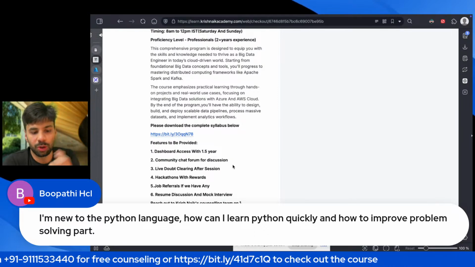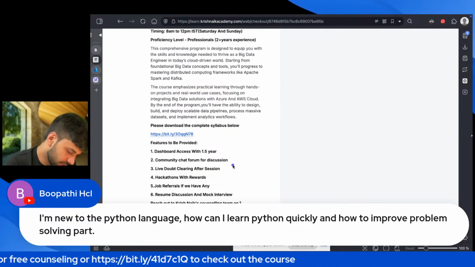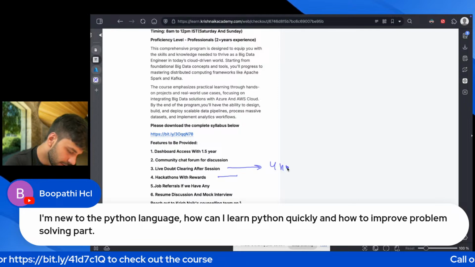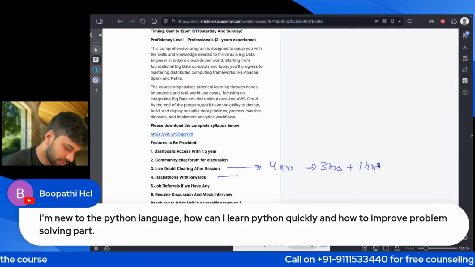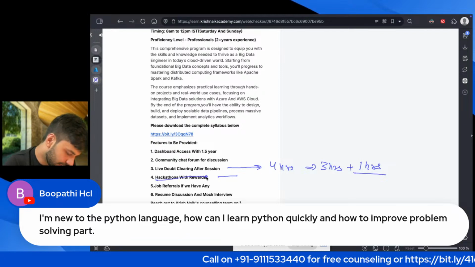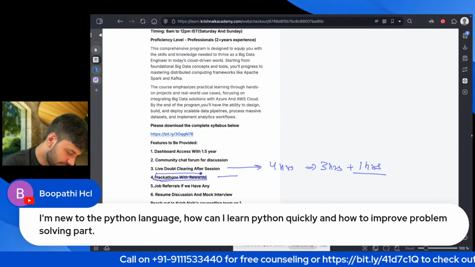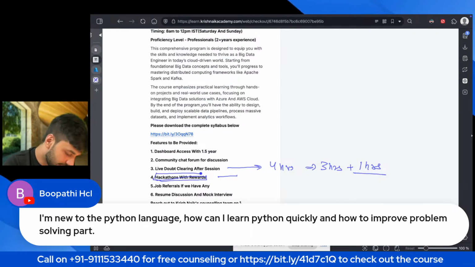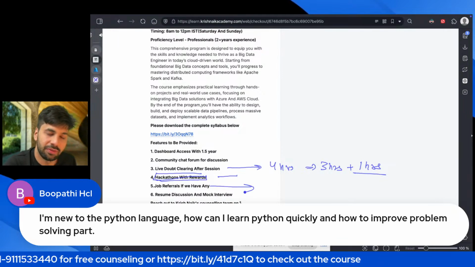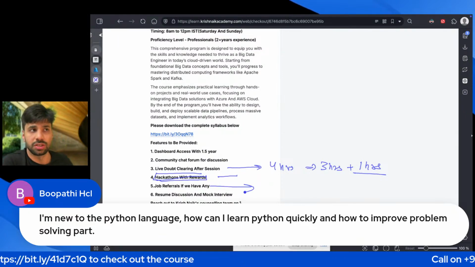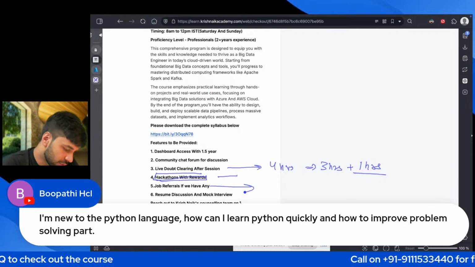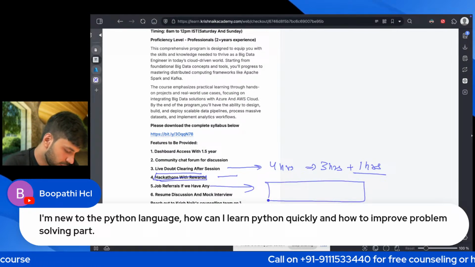The classes are going to be of 4 hours, where we will have 3 hours plus 1 hour of doubts. Hackathons will reward. We will see how the course goes, and we will have hackathons if that is fine. And then referrals. We have a good network of people who are working, and overall Krish's network is also pretty good. So anytime we get the course, get the things, we will be providing you with a referral.